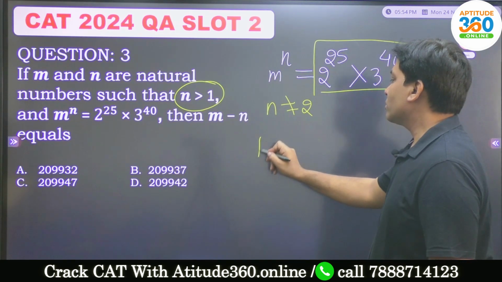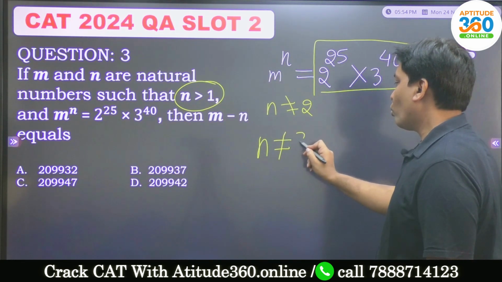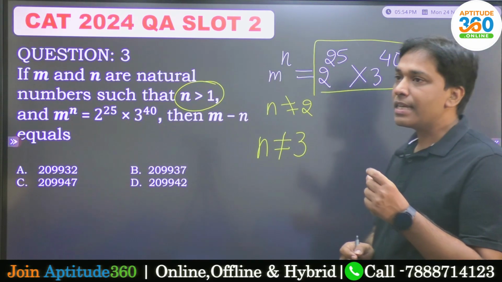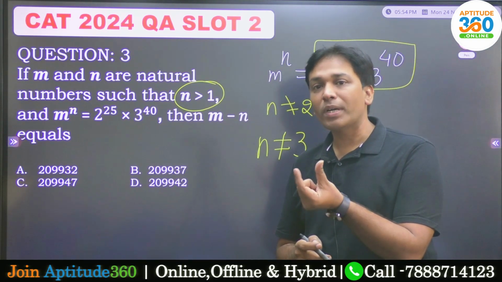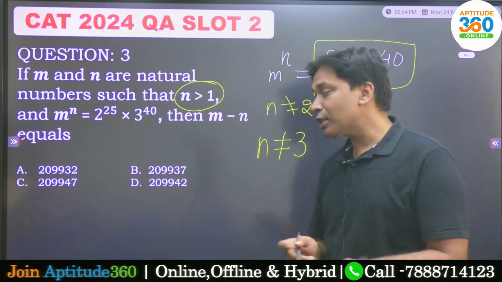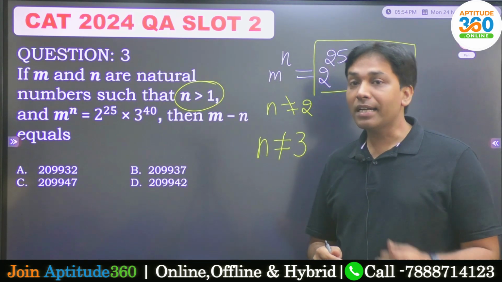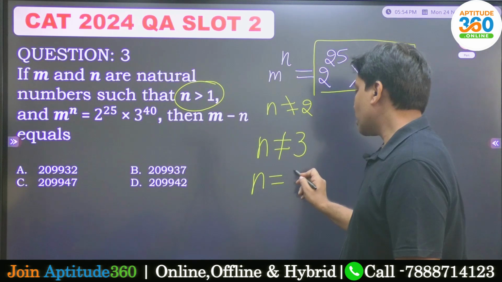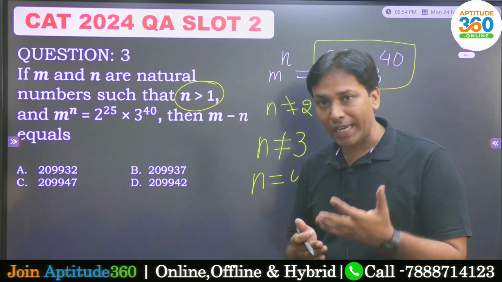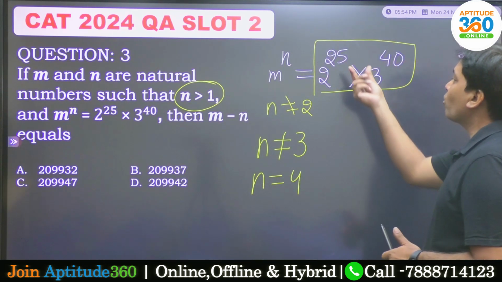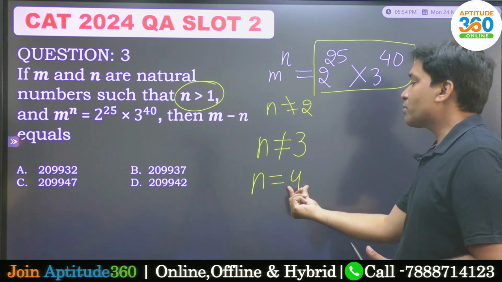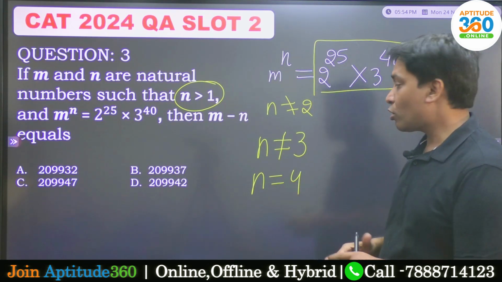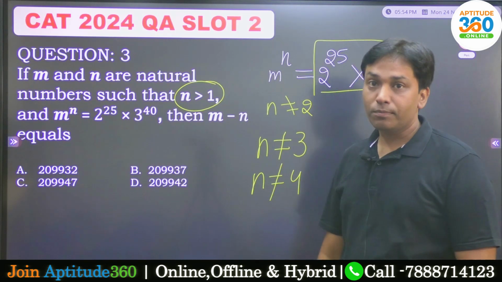What is the next value? What if n is 3? Have a look at it. These numbers in the exponent, 25 and 40, are they divisible by 3? They are not divisible by 3, and hence n is also not 3. So go for n as 4. Now you understand what I am doing. Again, we will have to check whether 25 is divisible by 4. It is not. 40 though is divisible by 4, but 25 is not, so n also is not 4.